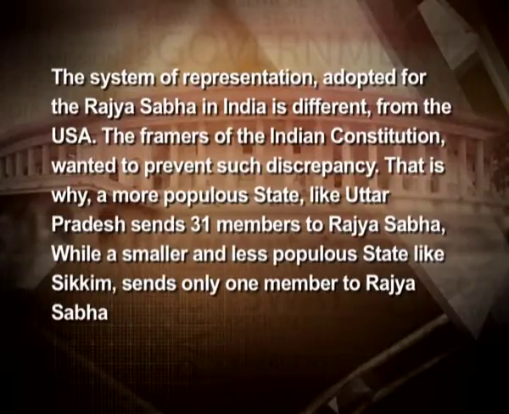Now, if we see in the United States of America, every state has equal representation in the Senate. This ensures equality of all the states, but this also means that a small state would have the same representation as the larger state. The system of representation adopted for Rajya Sabha in India is different from the USA. The framers of the Indian Constitution wanted to prevent such discrepancy. That is why a more populous state like Uttar Pradesh sends 31 members to Rajya Sabha, while a smaller and less populous state like Sikkim sends only one member to Rajya Sabha.